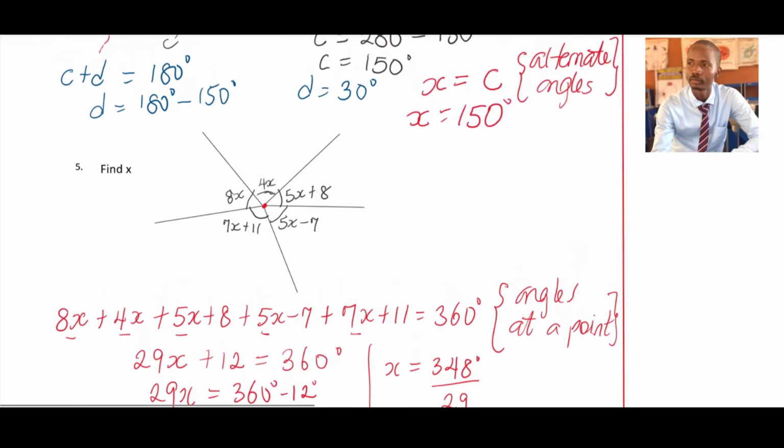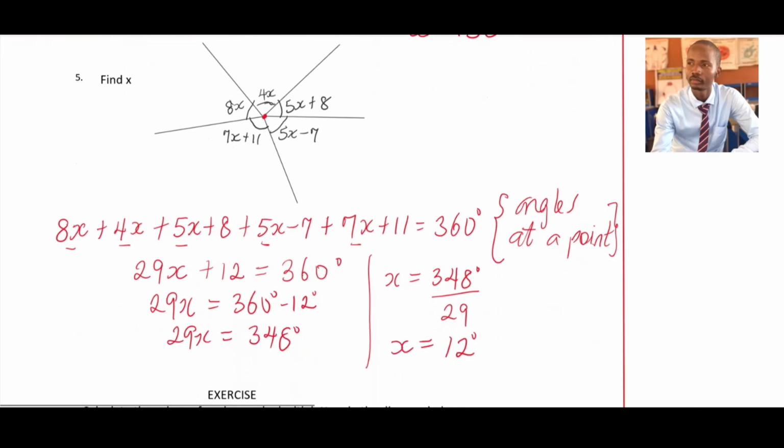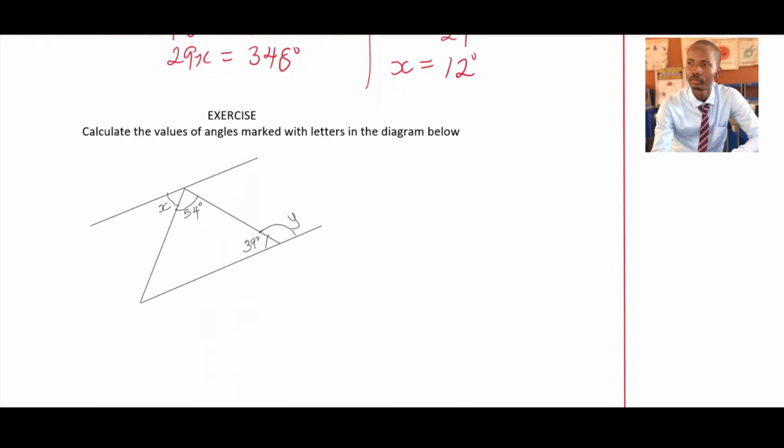All right, so that's it for today's lesson. I'll leave you to attempt this question. It's indicated that they are parallel. That is, this line that is marked with an arrow is parallel to this. So that's the hint we need. We have to calculate the values of angles marked with letters, so find x and y. I would like you to attempt this question and let's see what you have.